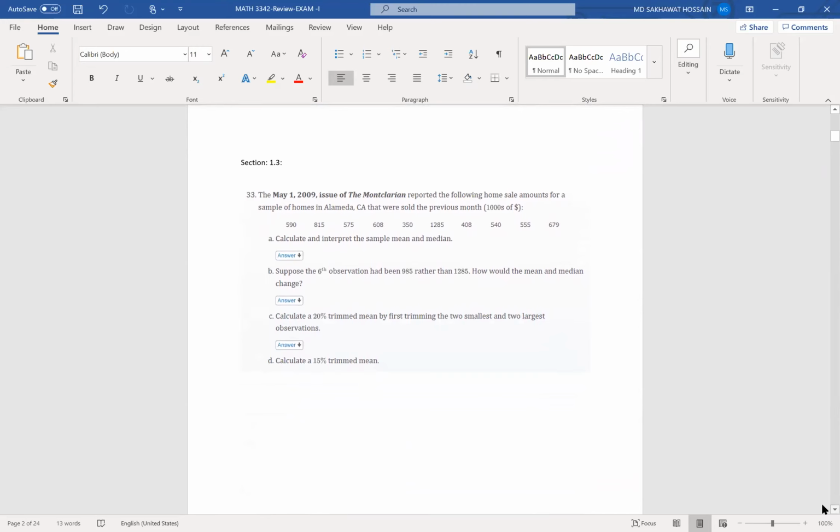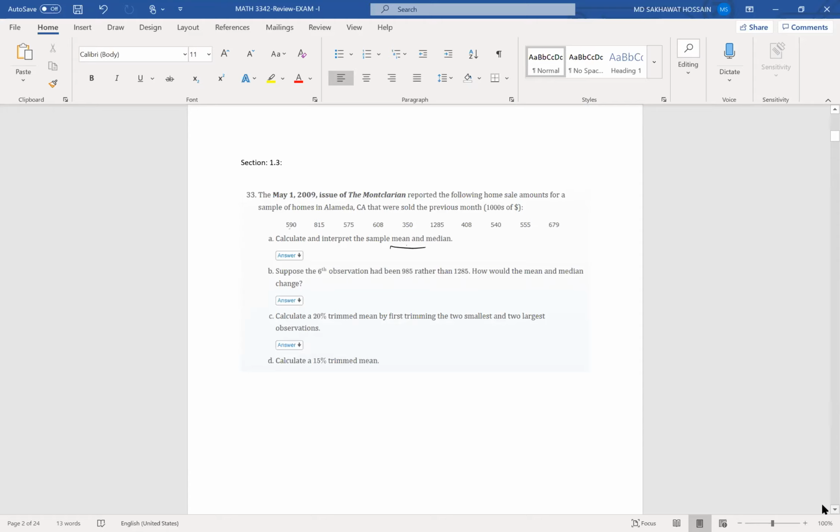Okay, so this problem is from section 1.3. Here we have the home sale amounts for a sample of homes in Alameda. In the first part, we have to calculate and interpret the sample mean and sample median. Here we have the selling price in $1,000. So we have to calculate and interpret the sample mean and sample median.